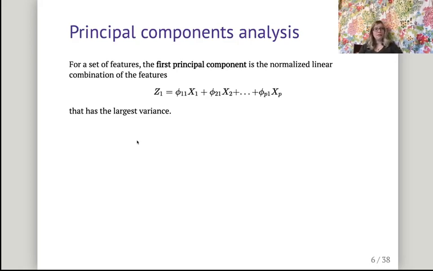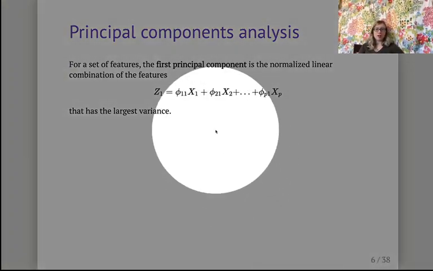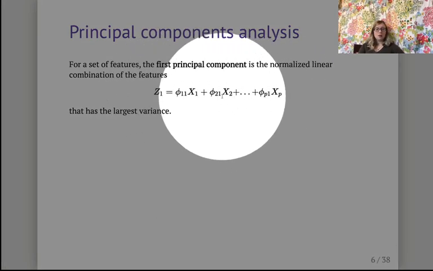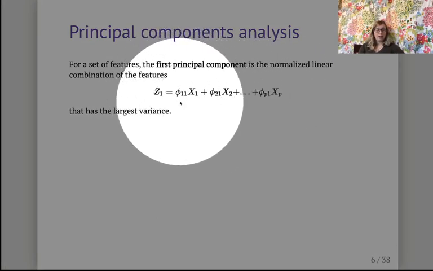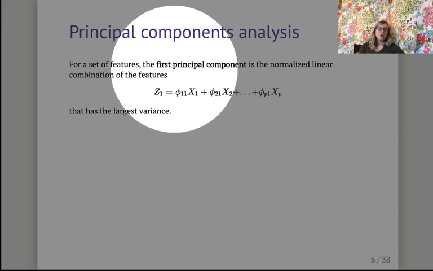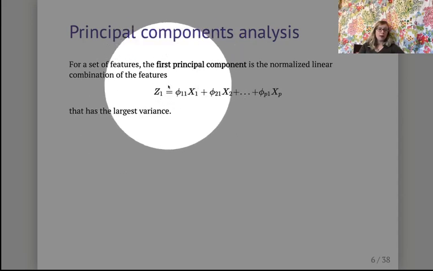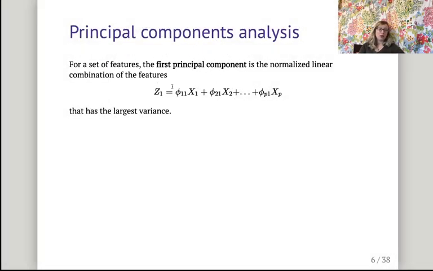For this set of features, the first principal component is the normalized linear combination of the features. So we'll take each of our input variables x, multiply them by some constant phi, and get a new variable z1. That's our first principal component. We're going to choose these coefficients, the phis, so that z1 has the largest possible variance.